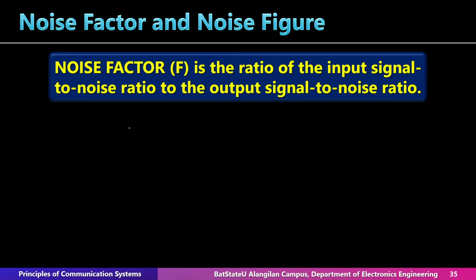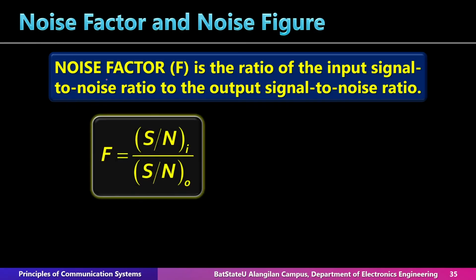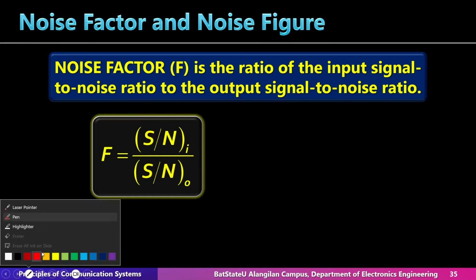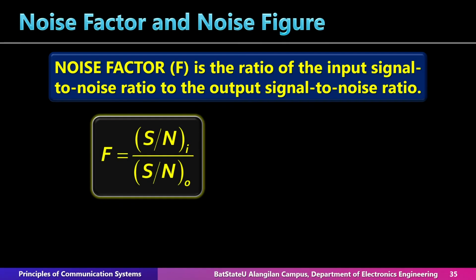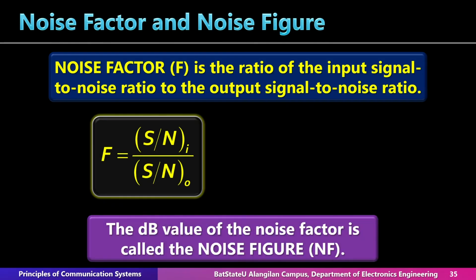What is that? The S over N at the input divided by the S over N at the output. Okay? So, it's the input divided by the output. Now, if we get the dB value of the noise factor, we will get what you call the noise figure. Okay? It's easy, right?